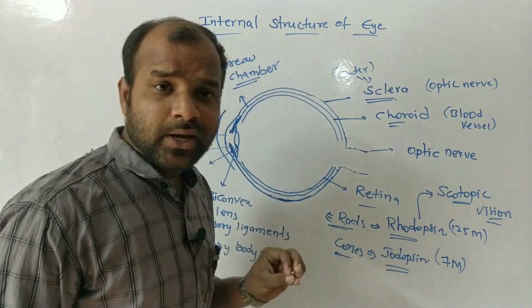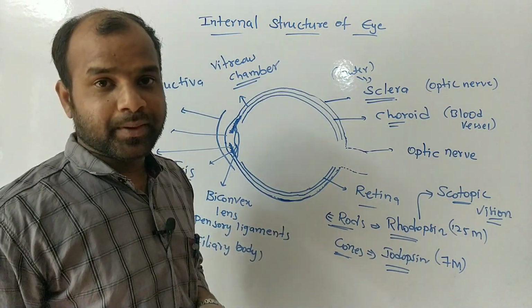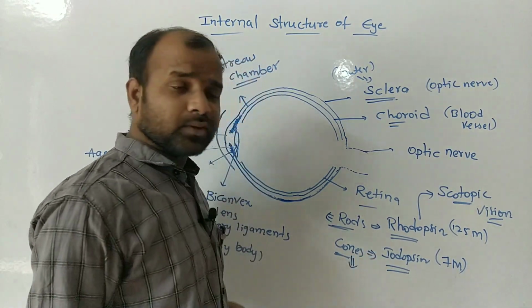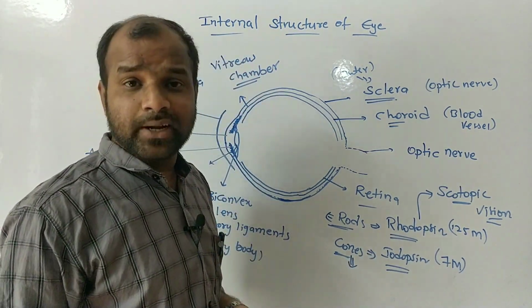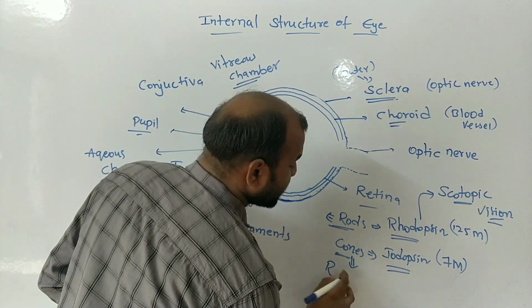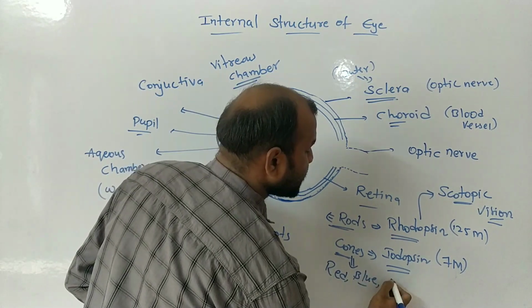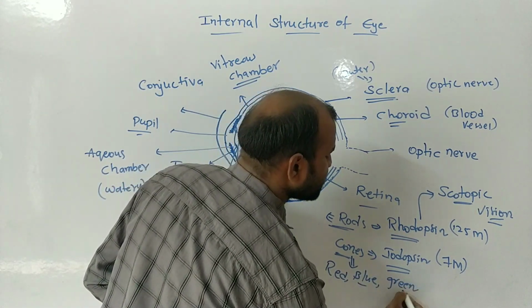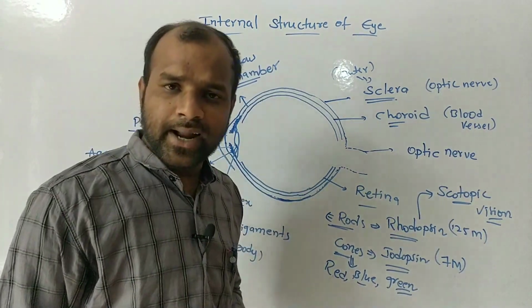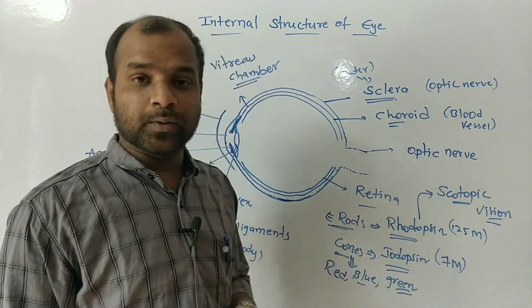These cones are helpful to see objects in the light, in the daytime, when the intensity of the light is more. These cones are helpful for the observation of the primary colors, such as red, blue, and green, as well as the combination of these colors.